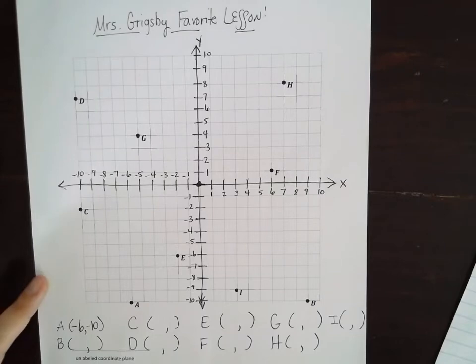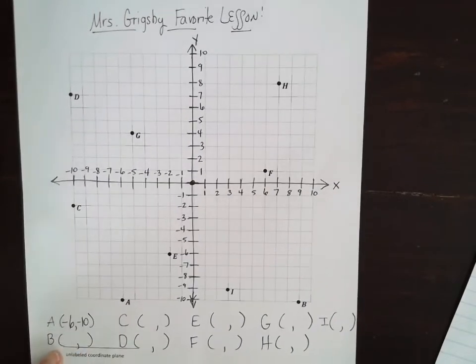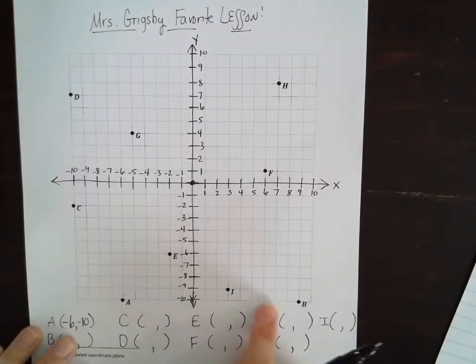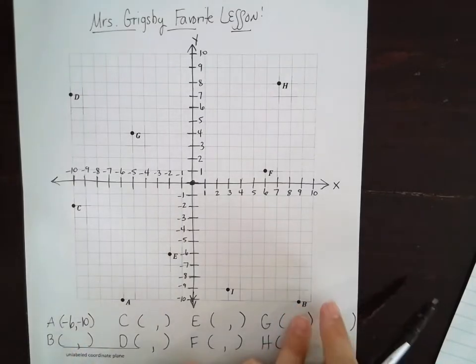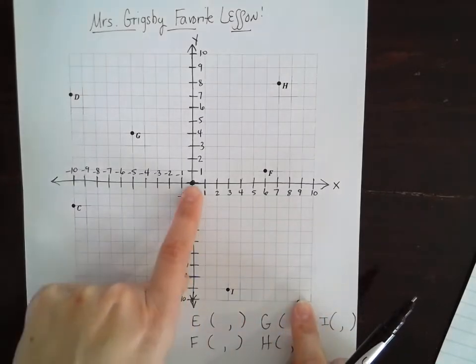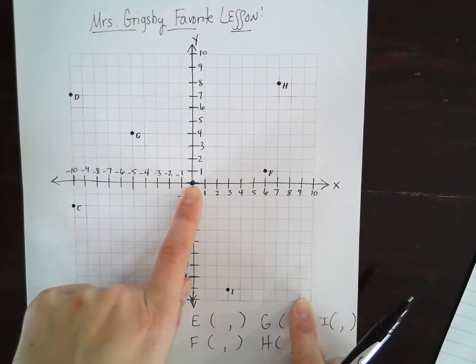All right, let's look at letter B. Point B. All right, so I'm going to find point B. It's all the way over here, okay? So we always start at the origin. That's right. And which axis do we travel on first? That's right, the x-axis.